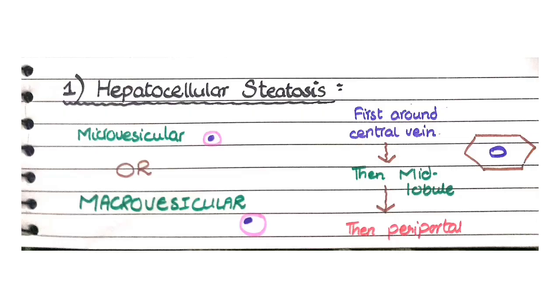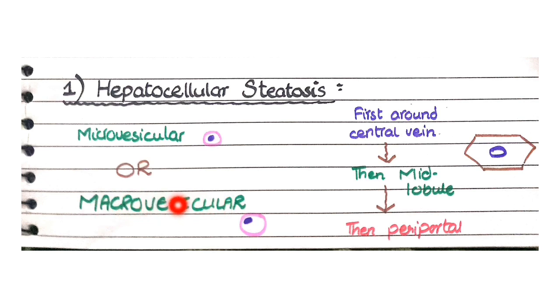Now let's start with our earliest change, that is hepatocellular steatosis. Hepatocellular steatosis, as the name implies, is the accumulation of fat in the hepatocytes. And as the fat does not get stained on H&E staining, this fat appears as an empty cytoplasm, that is an area of vacuole. And these fat-filled vacuoles can be small in size, that are known as microvesicular, or they can be large in size, that are known as macrovesicular.